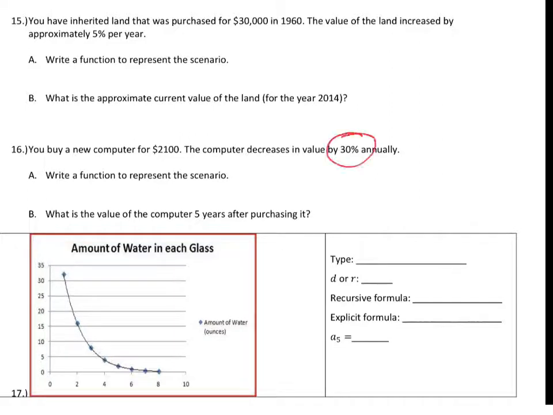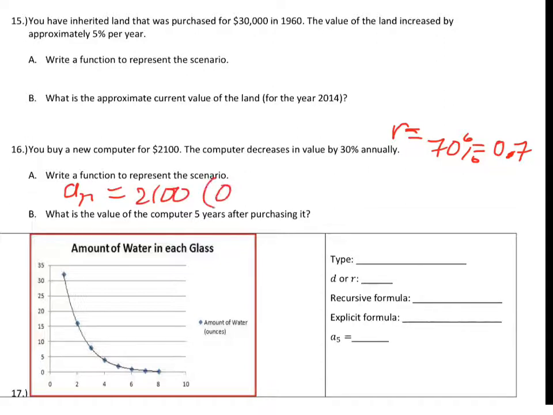Moving on to 16, buy a new computer for $2,100, decreases value by 30% annually. So you're losing 30% each time, so you're going to keep 70%, which corresponds to 0.7, by the way. That's actually your common ratio, which those are all equivalent. When I write my function, I'm going to do the explicit one. It's going to start at 2,100, and you're going to times by 0.7 each year. So that's going to have n minus 1 on it.